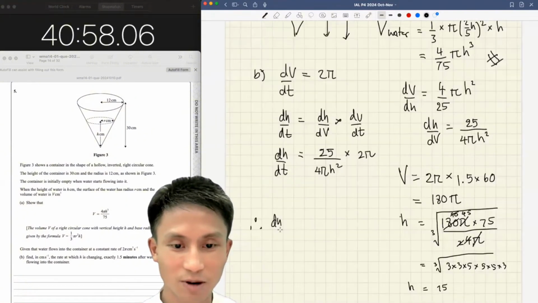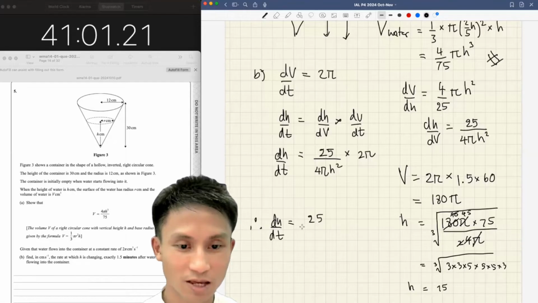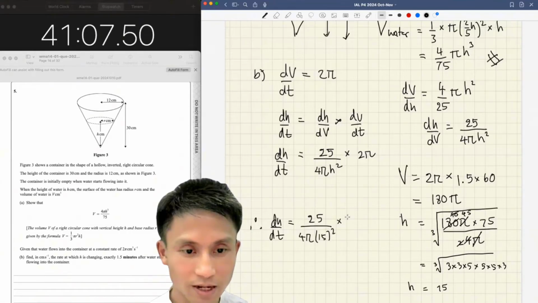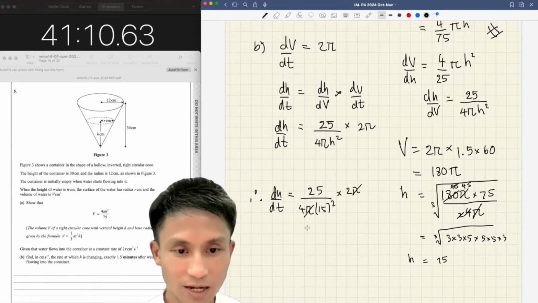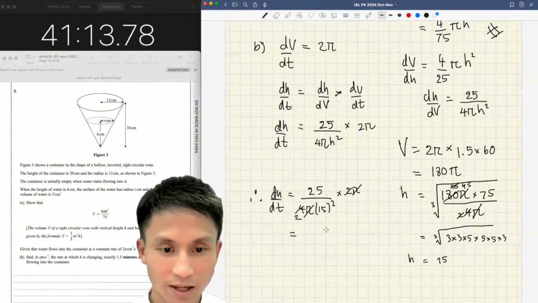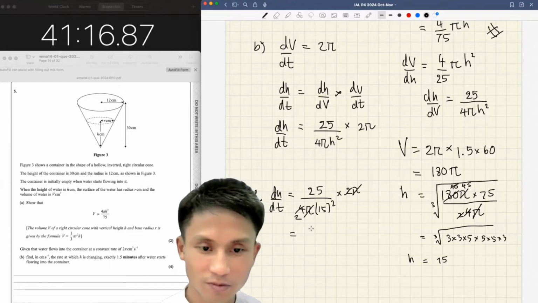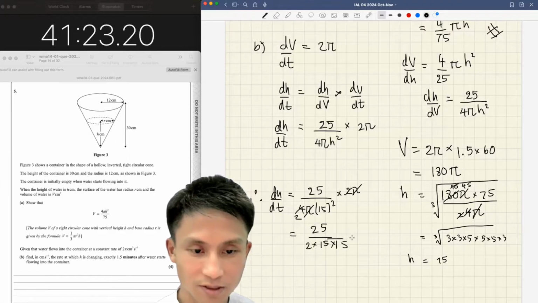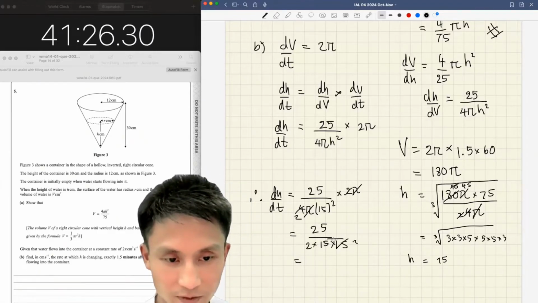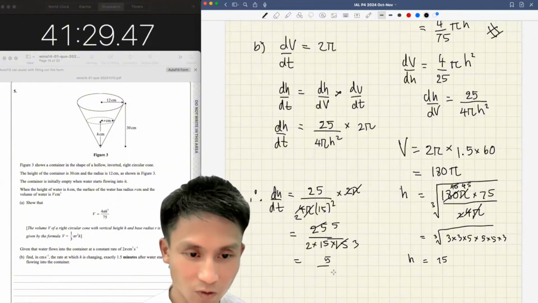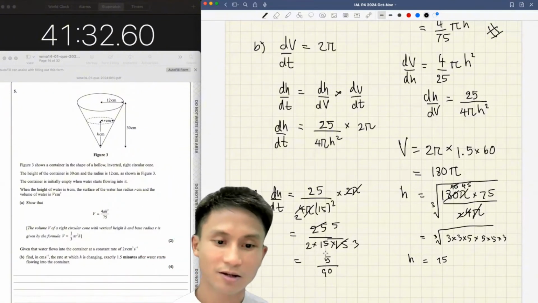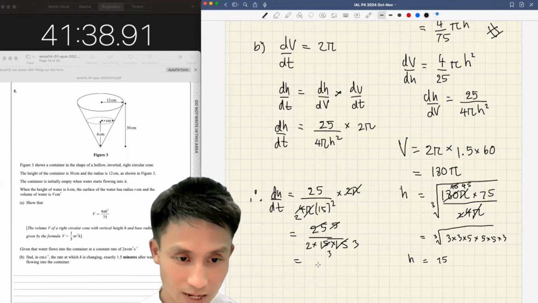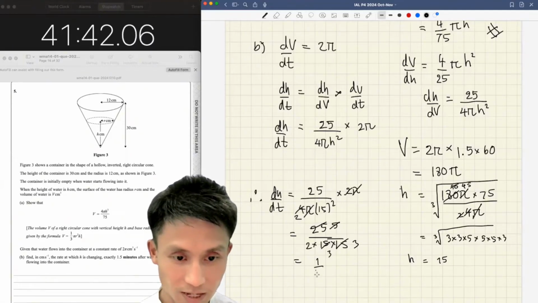That means dH by dt now will be solved to be 4 pi 15 squared times 2 pi. And pi will cancel nicely. 2 will cancel with the 4 here. And that will be, so that's 25 divided by 2 times 15 times 15 first. And then one 5 cancel there. I get 5 over 90. Oh, hang on. I can also use 5 and another 5 here. So one 5 and another 5 here. So that is 1 over 18.